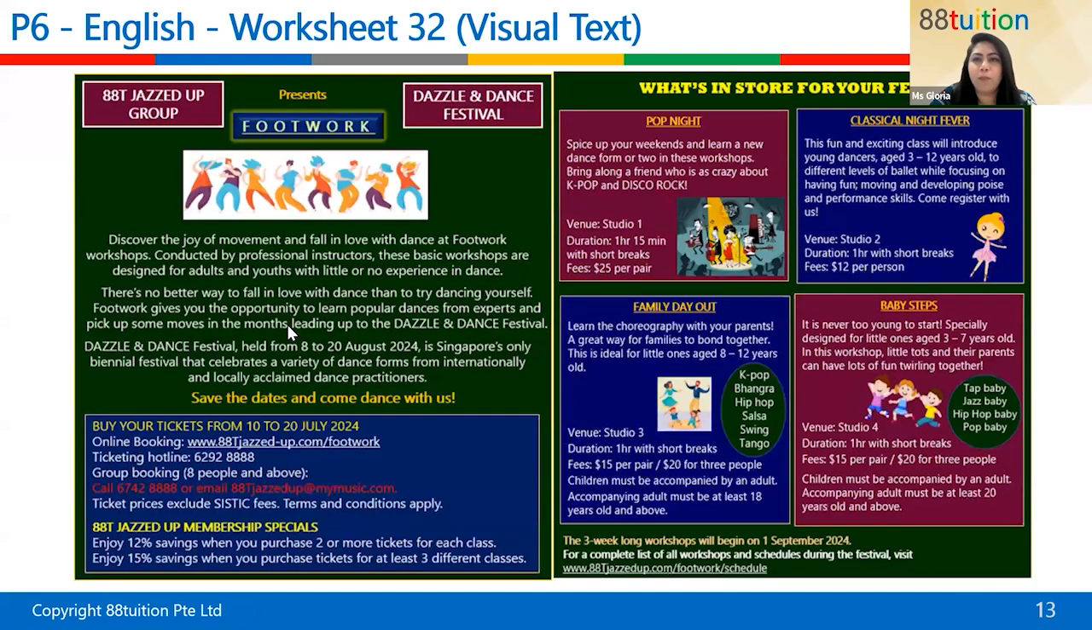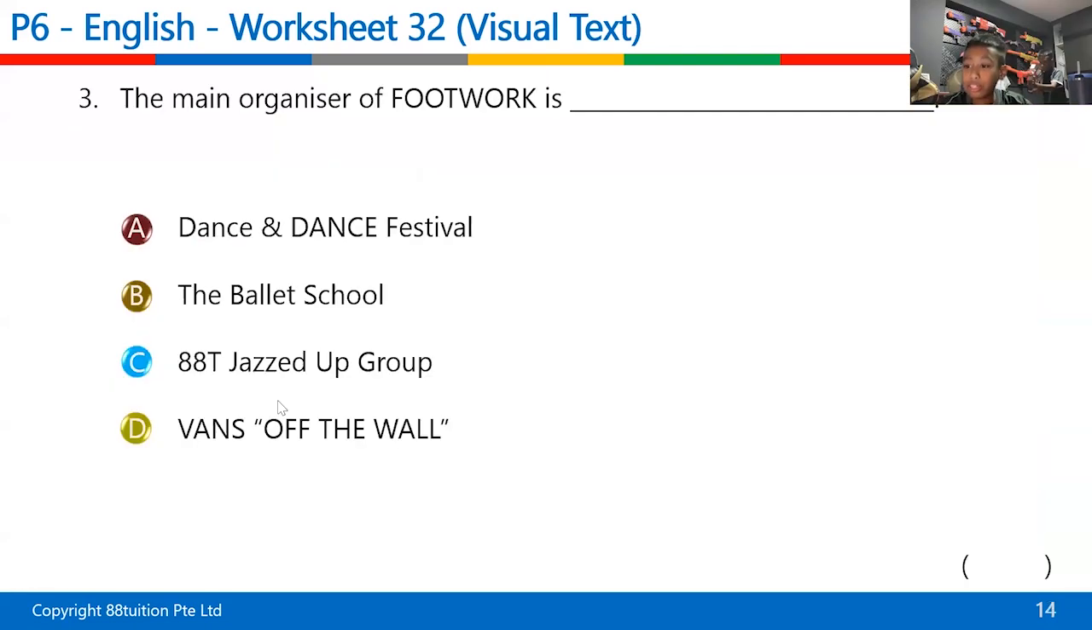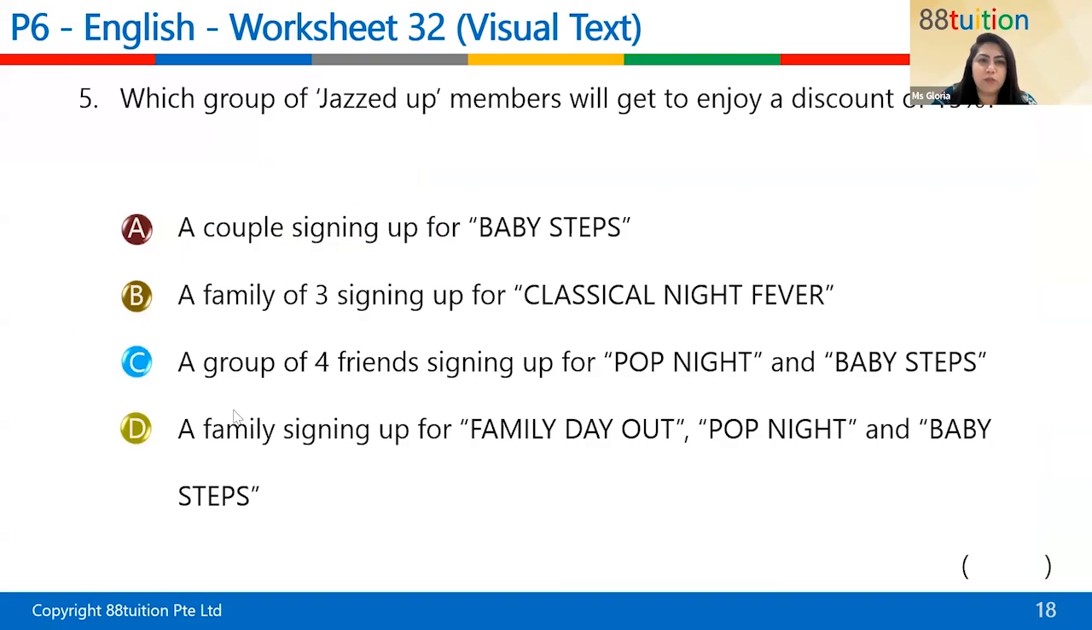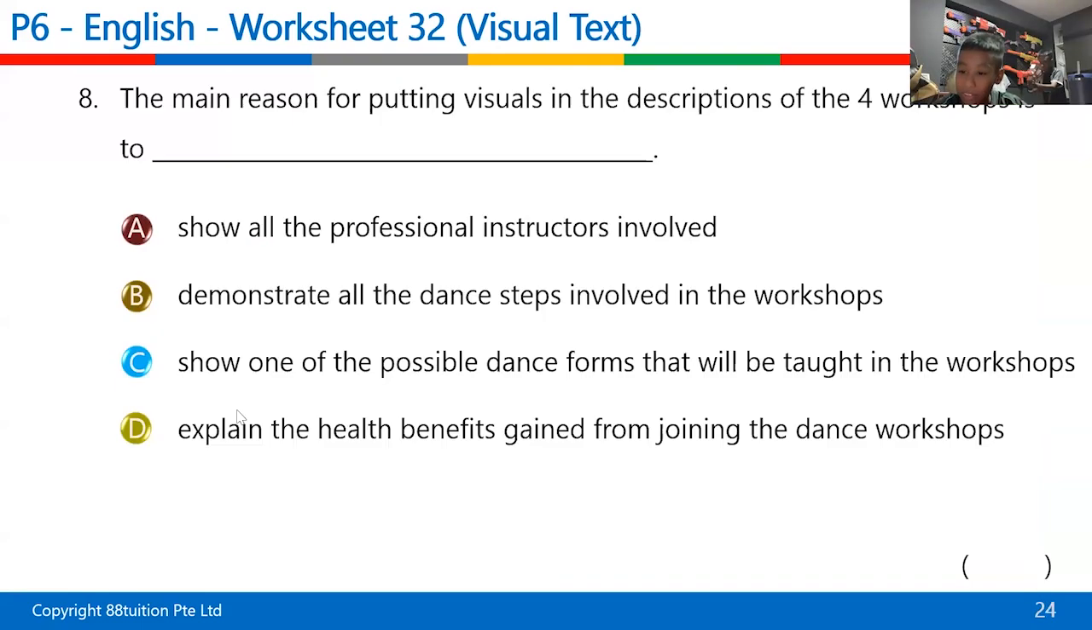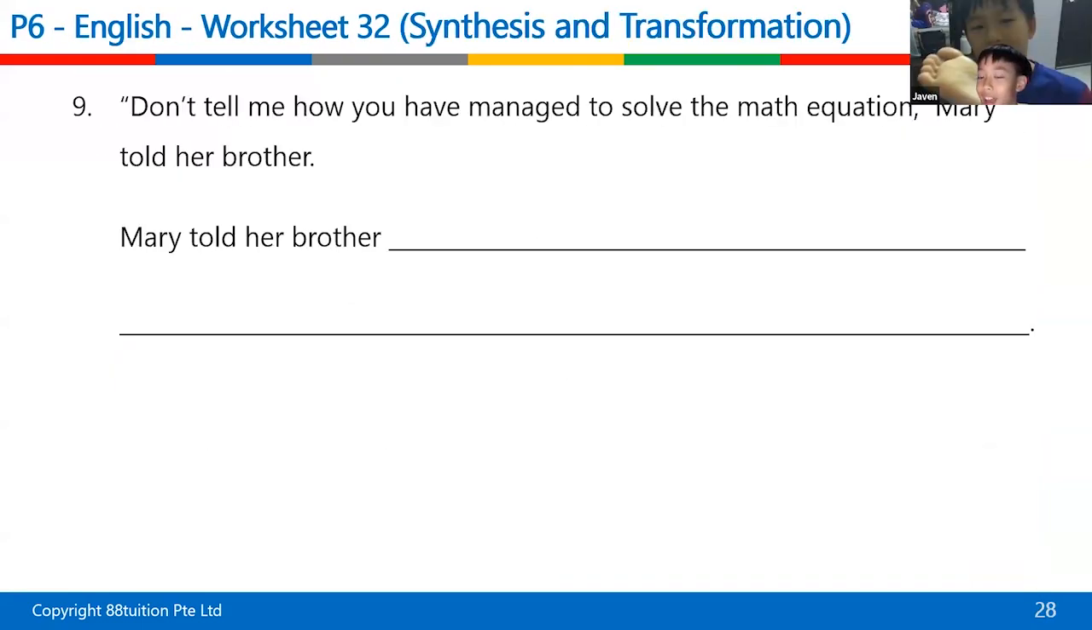Tuesday lesson. Pop night, classic night fever, family day. Oh yeah, I memorized all the answers. The answer is 3, 3, 3, 4, 4, 4, 4, 3. Wait, so if you remember the answers, then doesn't that mean we already did it? Yeah, I know. I think we did it already. Silly goose. No, but because I did it today, I memorized the answer.